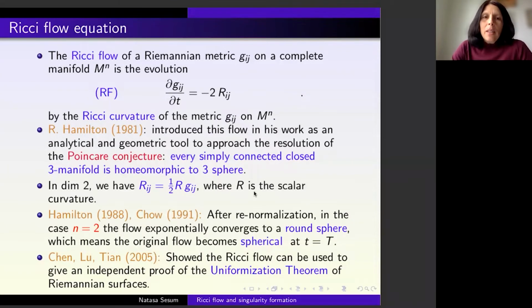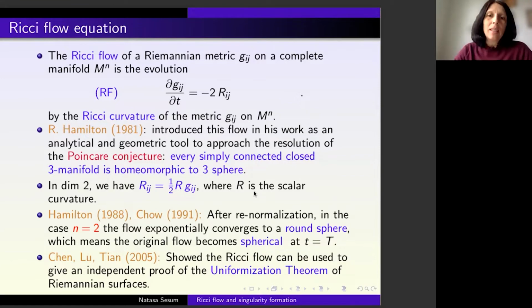So the Ricci flow equation was introduced by Hamilton in the 80s, and it's the equation that you have on this slide, namely you start with the Riemannian metric g on a complete manifold, and then you evolve it by this equation where d/dt of g is -2 Ricci, where R_ij is just the Ricci curvature of your metric on the manifold. And Hamilton actually introduced this flow in his work in the 80s in order to prove the Poincaré conjecture. So that was his goal.